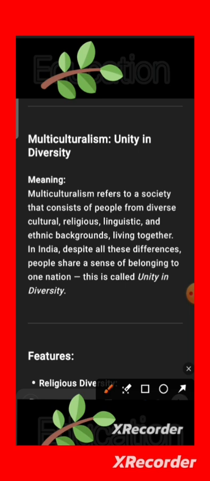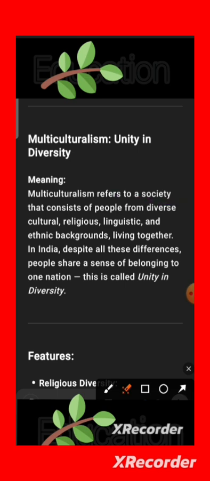Multiculturalism in India. India is one of the most multicultural countries in the world. People of different religions, language, caste, race and regions live together. This is the essence of multiculturalism: different cultures coexisting within the same country.